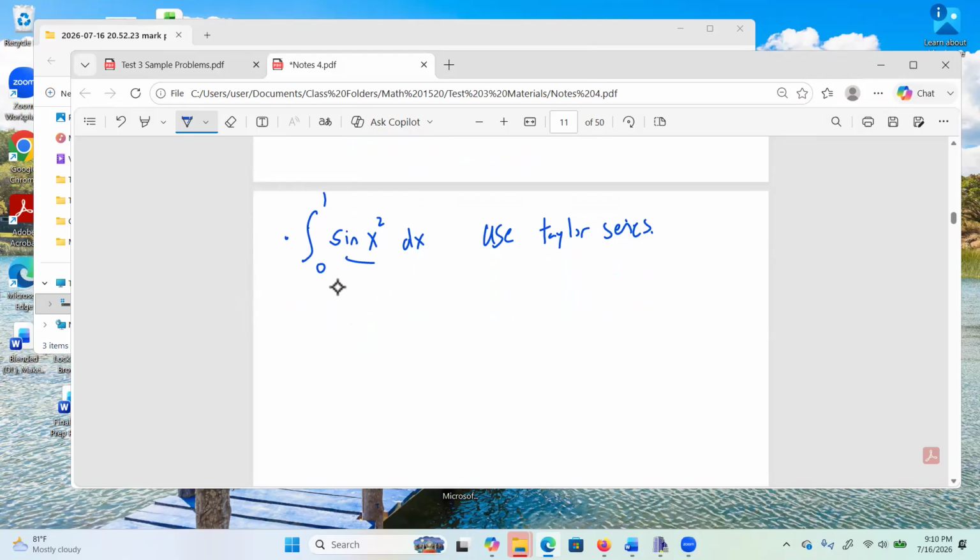So if I just remember the Taylor series for sine, and you'll have a table, we have x minus x cubed over 3 factorial plus x to the 5 over 5 factorial minus x to the 7 over 7 factorial. I'll say something like use the first four non-zero terms. Now, that's just for sine x. Now it's sine of x squared, so we have to replace our x's with x squareds.